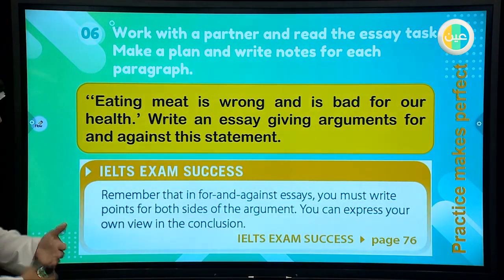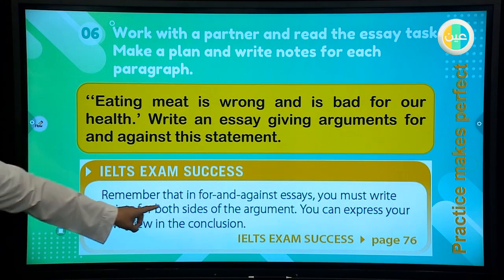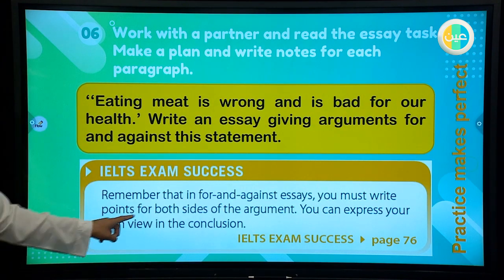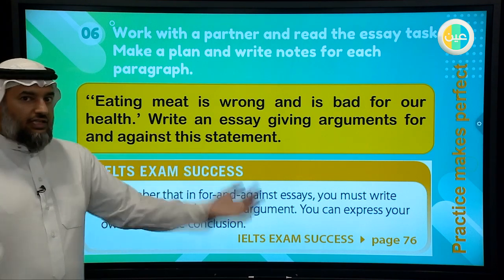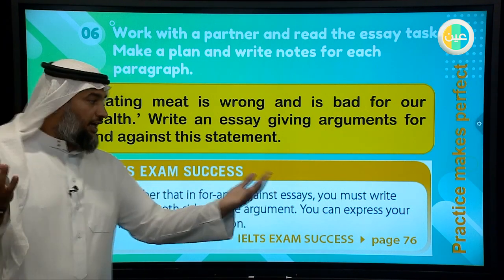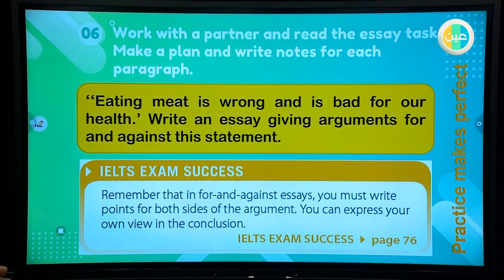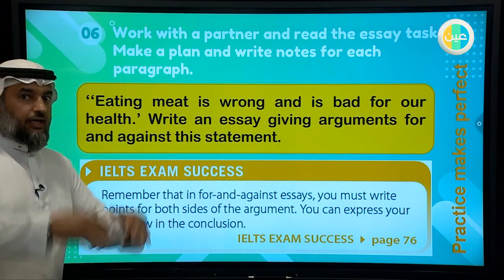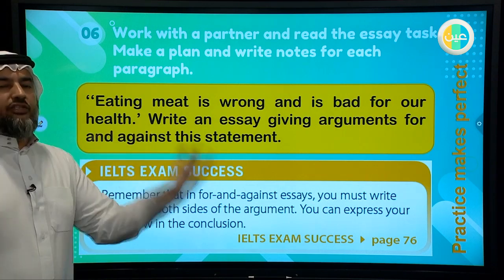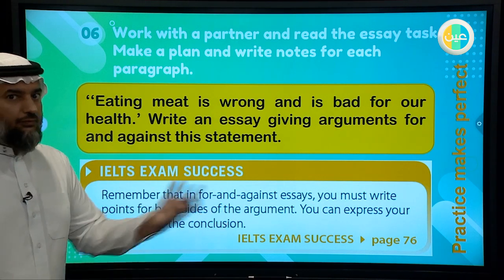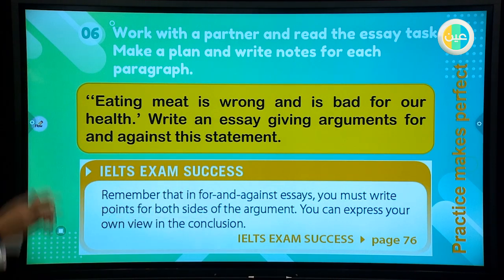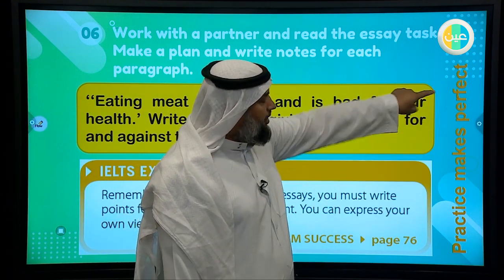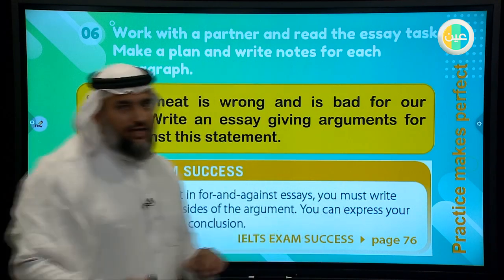Now, when you're writing, remember that it's a for and against essay. You must write points for each side. You have to write points for each side, okay? Now, you express your own views in the conclusion. Now, at the conclusion, you say what you think. Are you against it or for it at the end? Now, always remember, practice makes perfect. Always remember that.